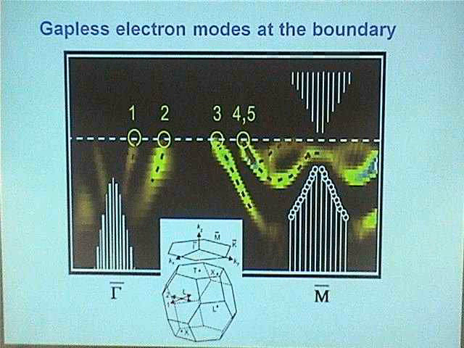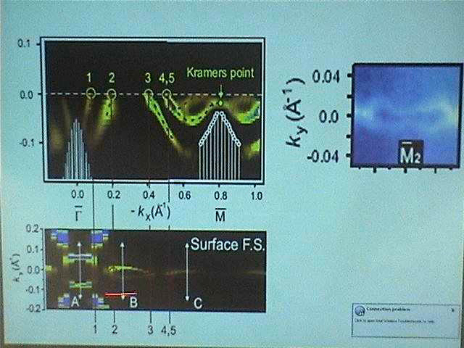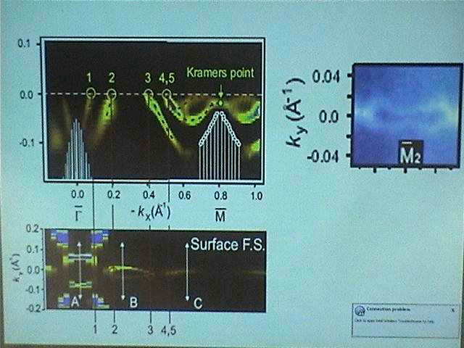And later I will show how to break the Kramers point, and you'll see there's a gap opening. We did that on bismuth selenide, not on this compound. And of course there is correspondence between this band structure and the Fermi surface I showed previously. It's detailed in the supplementary information of our paper.